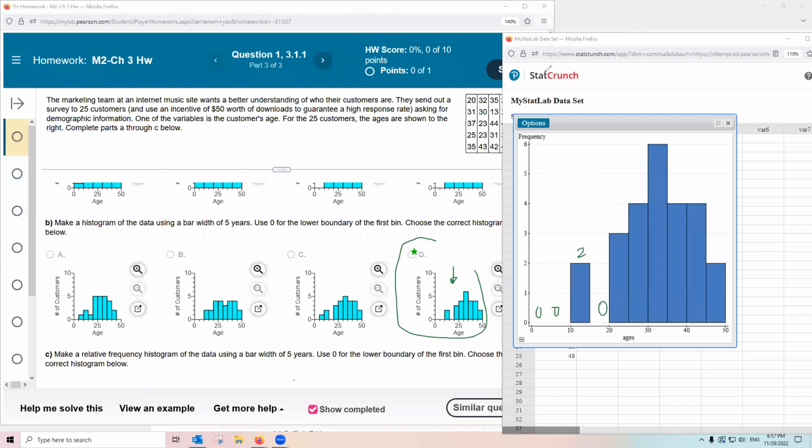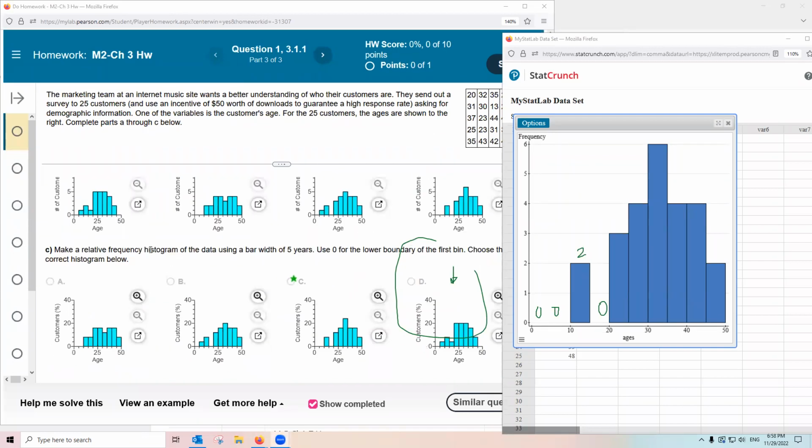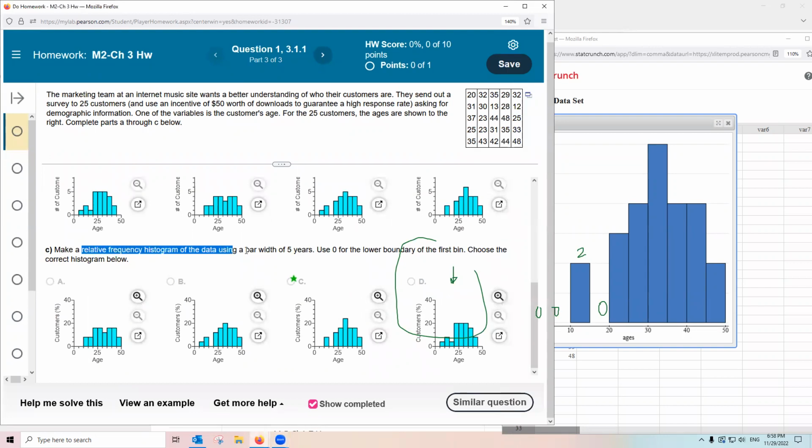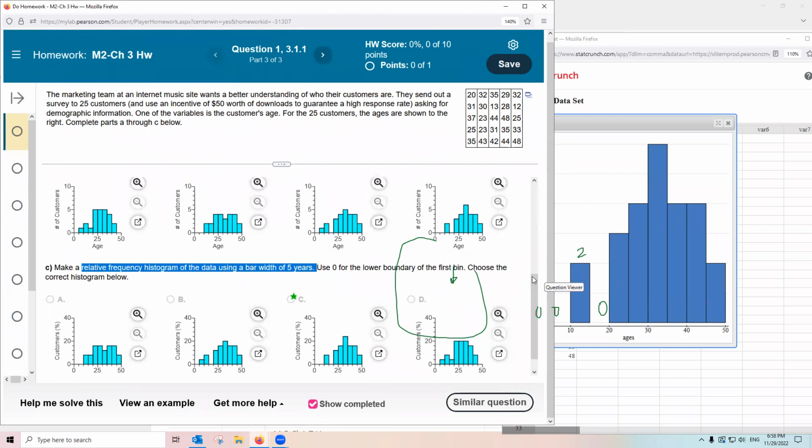All right, let me go to part C. Part C says, make a relative frequency histogram using a bar width of 5 years. Well, it turns out a relative frequency histogram is exactly the same shape as part B. The only thing that changes is the vertical scale. So when you create a relative frequency histogram, it's exactly the same shape as the frequency histogram. So what that means is for part C of this problem, I'm looking for the exact same graph from part B.